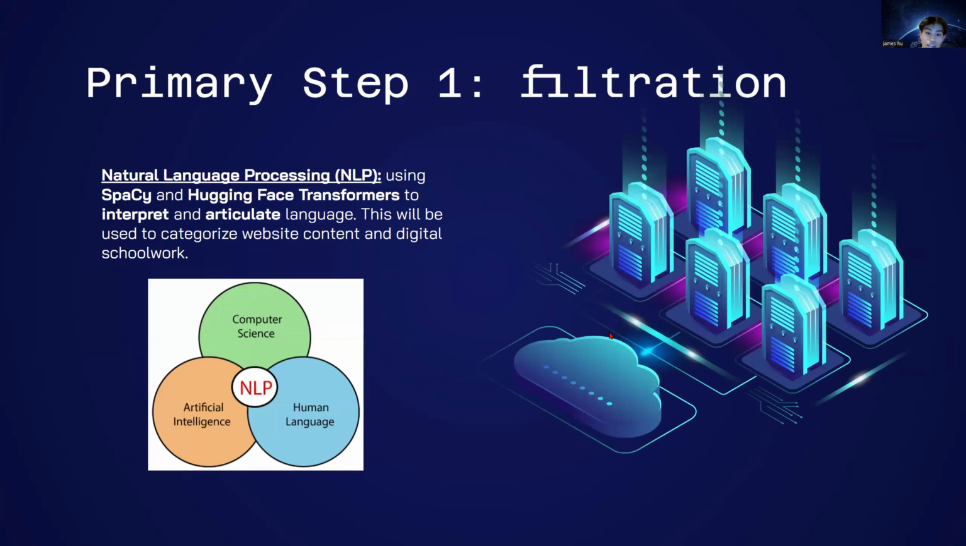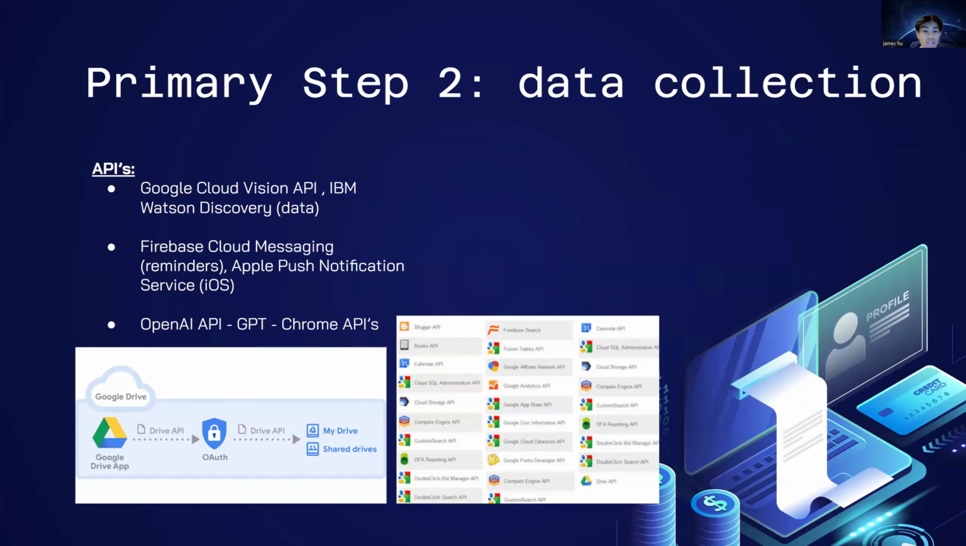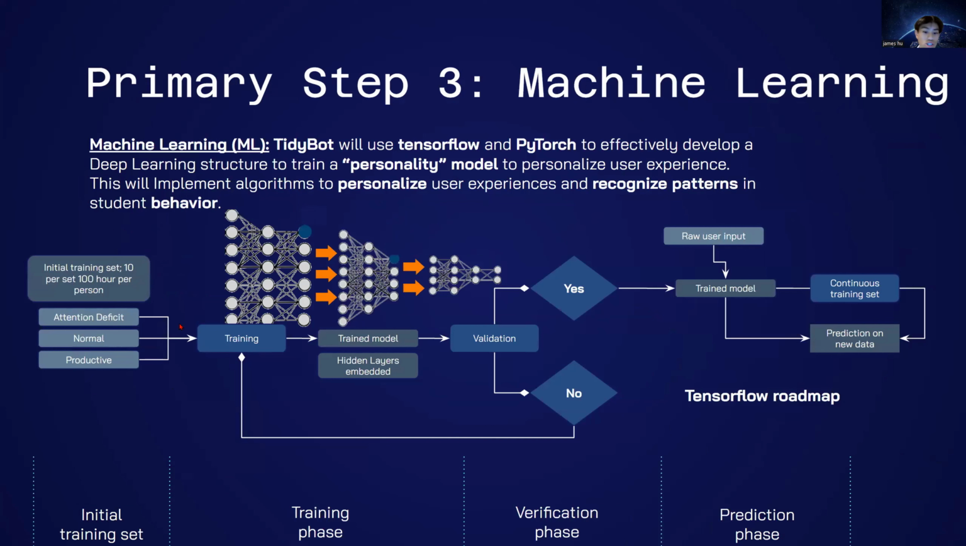As mentioned before, TidyBot uses natural language processing to filter information to data sets, which will work with APIs to feed input to machine learning. TidyBot uses 3 primary training sets with 3 different student groups: attention deficient, normal, and highly productive people. As you can see here, this becomes the initial training set, which is used to train the initial model of the AI. And through validation, if it doesn't match the accuracy, then it'll go back to training.